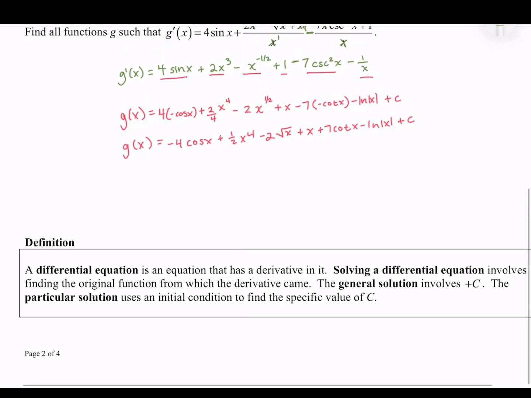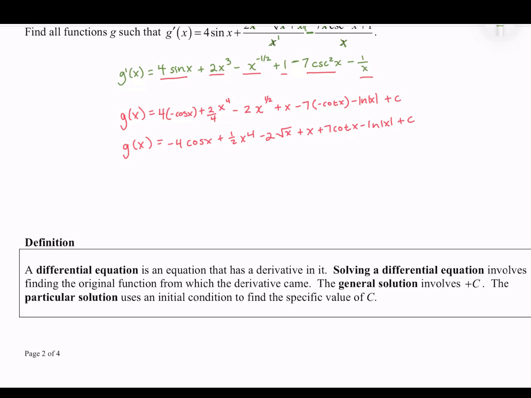So a differential equation is kind of what it sounds like. Differential, do you hear the word derivative? So a differential equation is an equation that has a derivative in it. And so solving a differential equation means solving for the original function. So a differential equation is one that has had the derivative taken, and then solving it means going back and finding the original function.